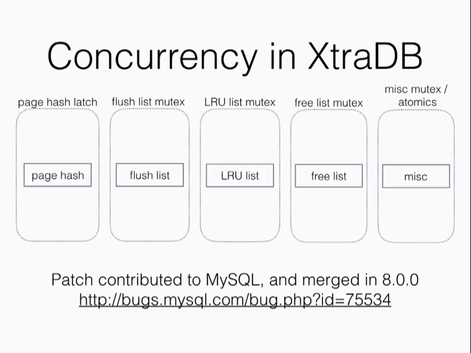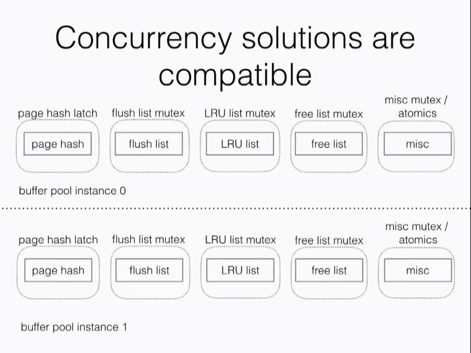One last point is that those two solutions to reduce buffer pool contention are fully compatible. You can have both the mutex split and the instances. And this is actually what happens in the current Percona server because of the default.